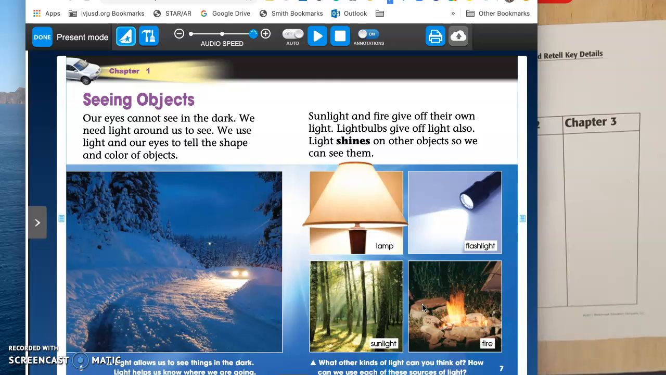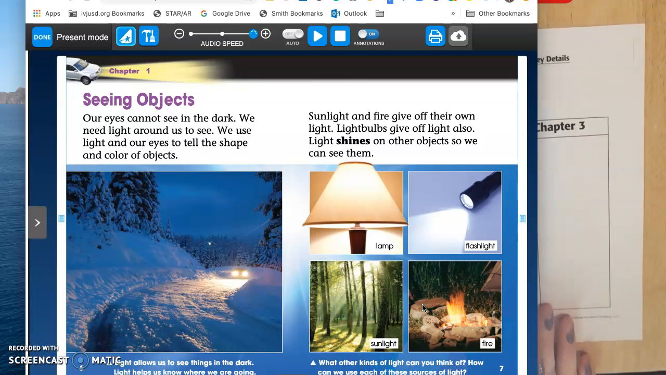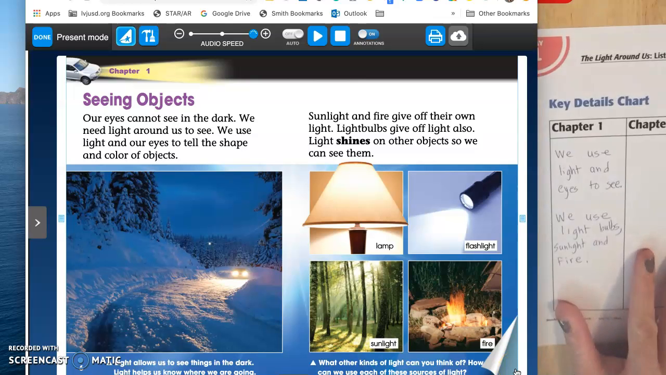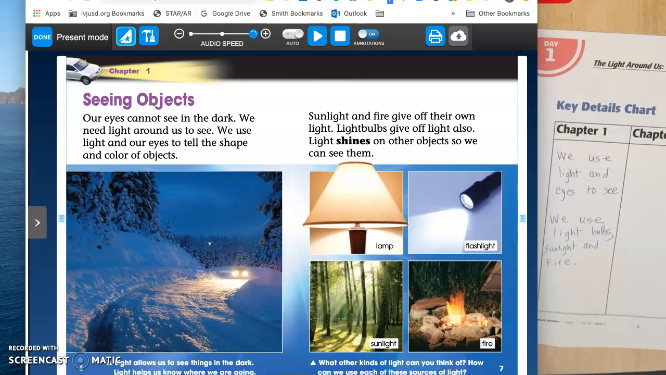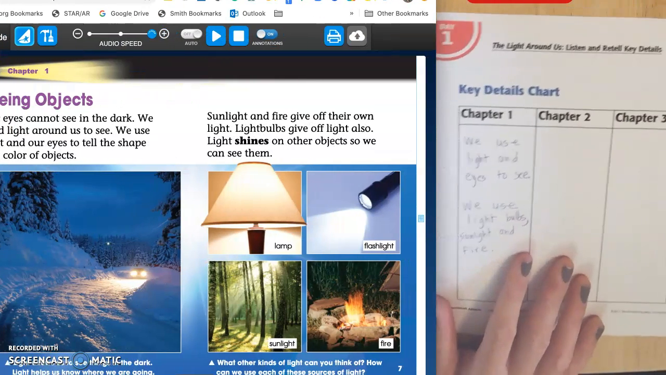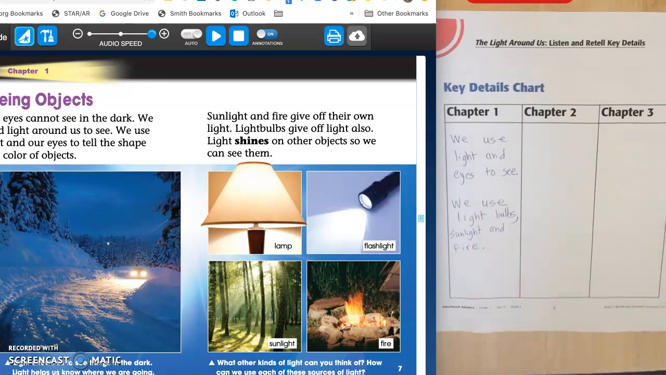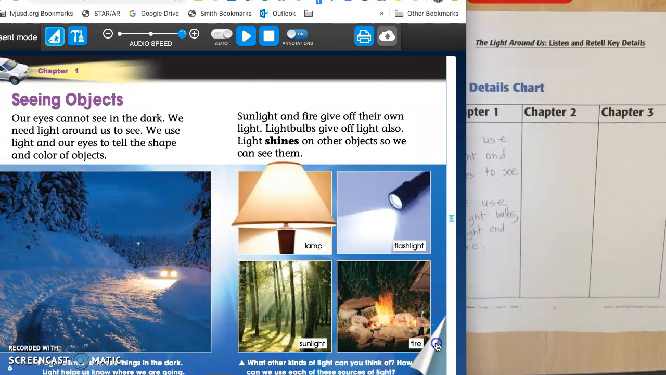We use light bulbs, which are flashlights and lamps, sunlight, and fire. Okay, let's go to chapter 2. Oops. Forgot to uncover that. Let me uncover this for you so you can see. Okay, we use light in our eyes to see, and we use light bulbs, sunlight, and fire as sources of light. Okay, let's look back at chapter 2.